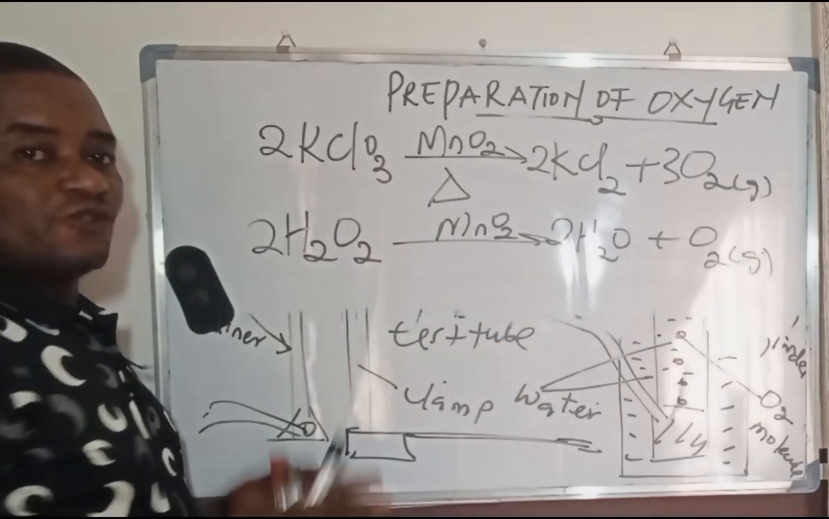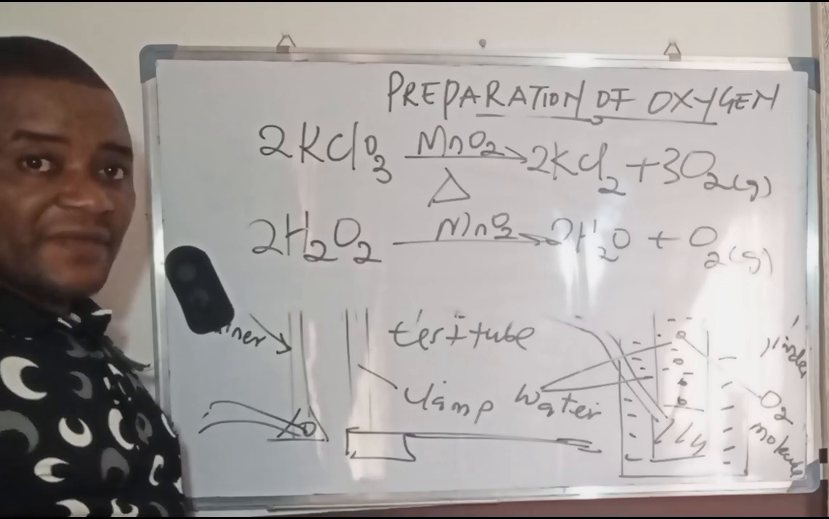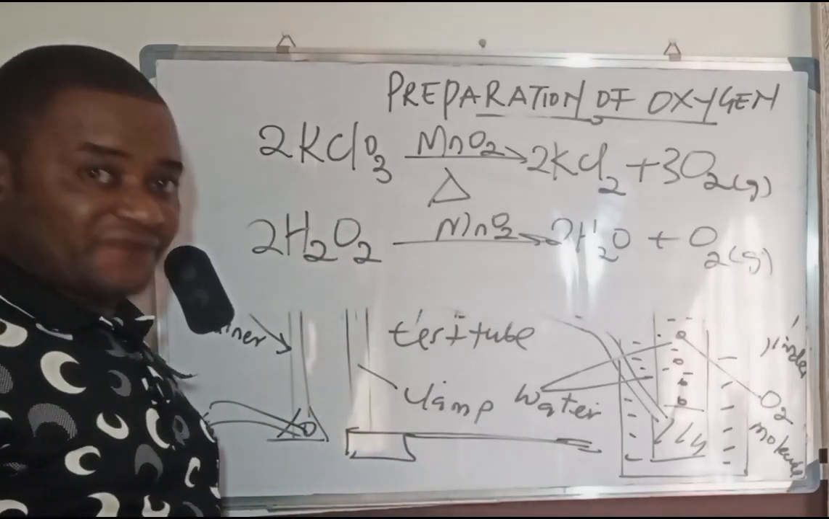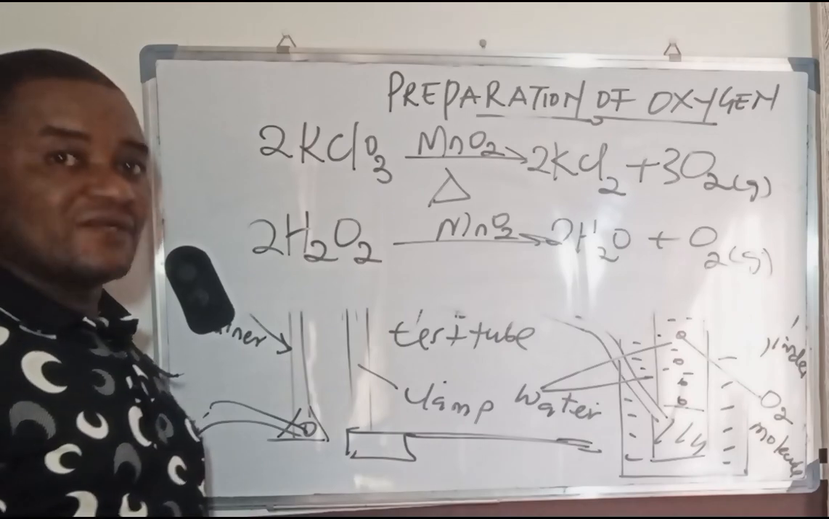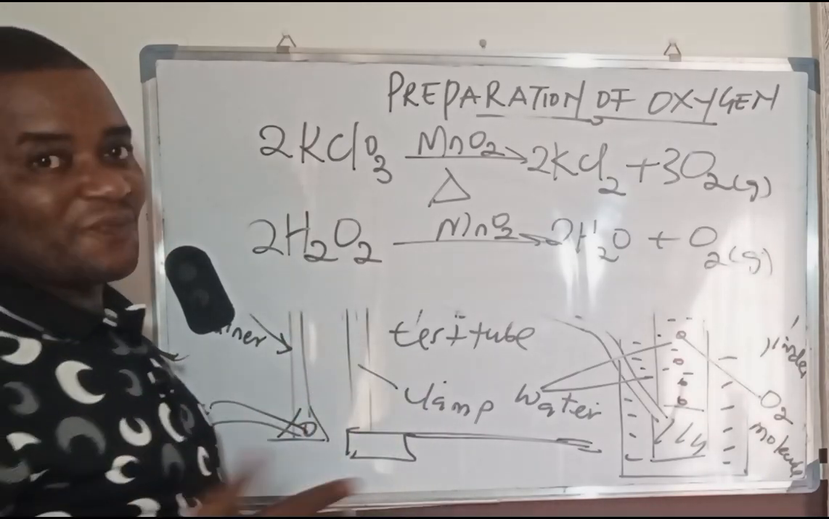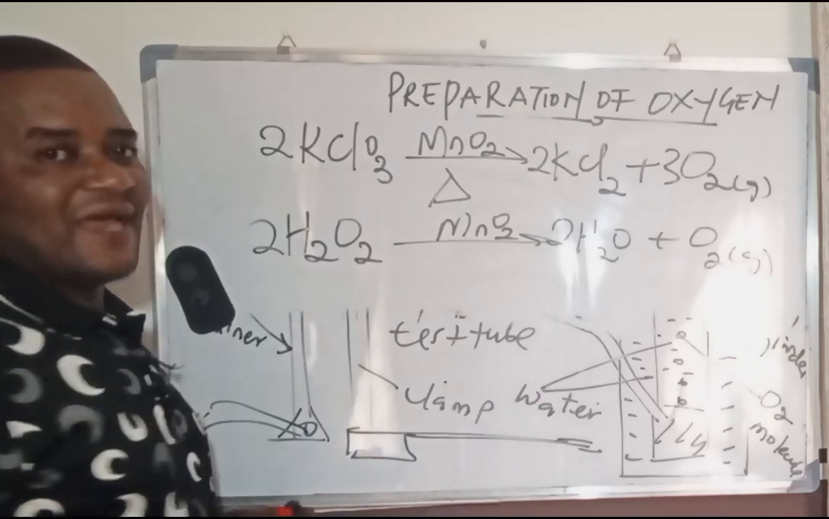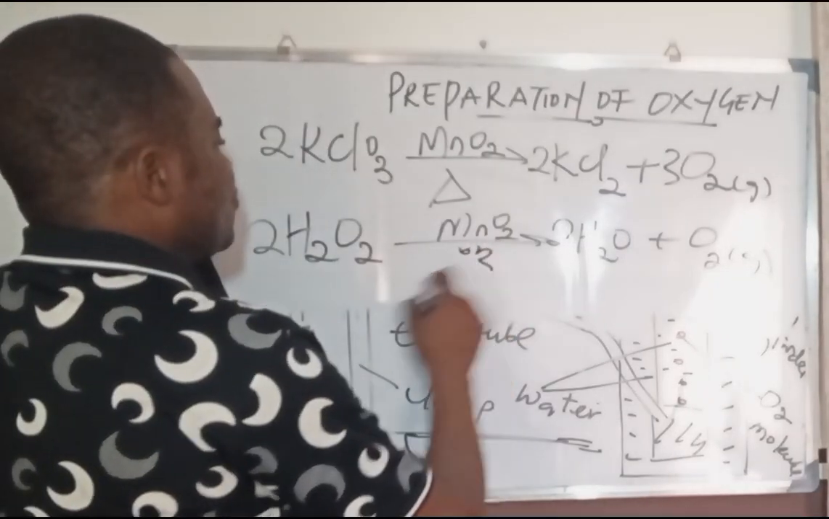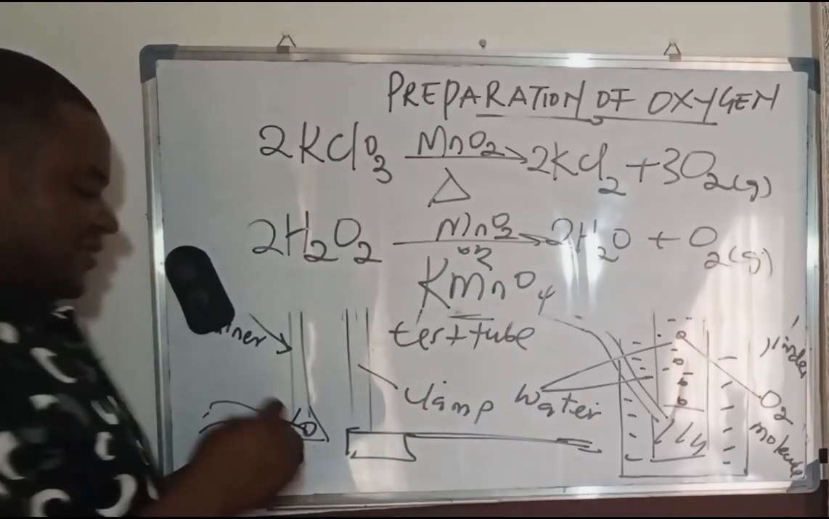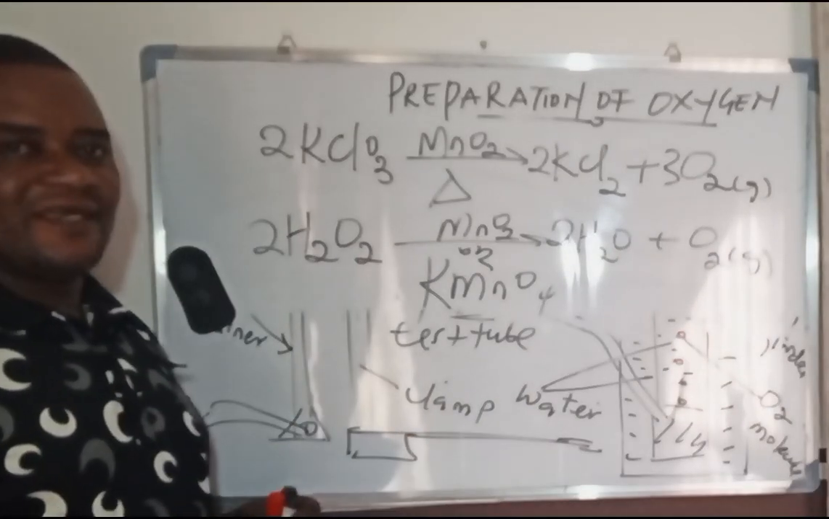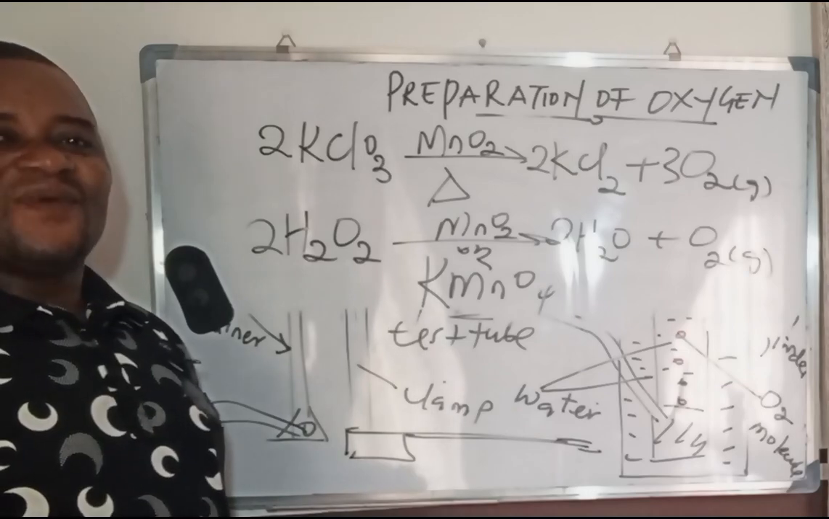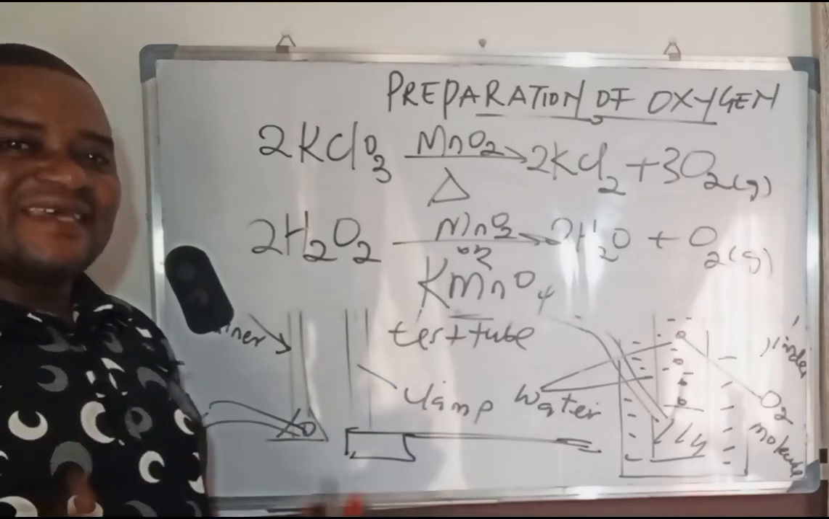So in the lab, there are majorly 2 ways to produce oxygen. One, use potassium trioxochlorate(V) in the presence of manganese dioxide as catalyst, or you use hydrogen peroxide, still in the presence of manganese dioxide, or you can decide to use potassium permanganate as the catalyst in your reaction. So these are the sure ways you can produce oxygen in the lab.